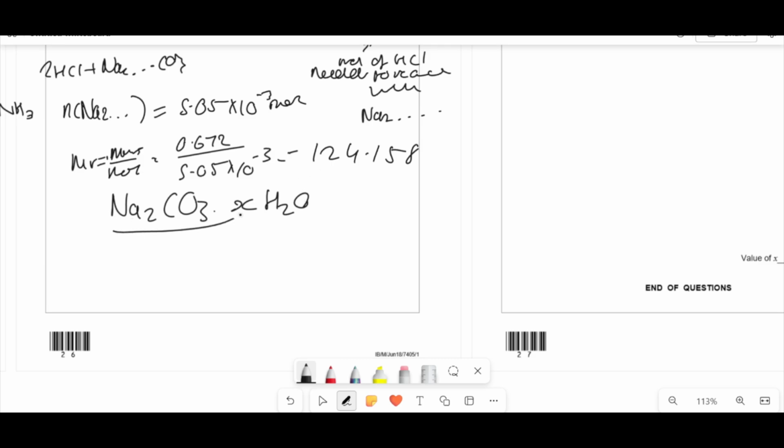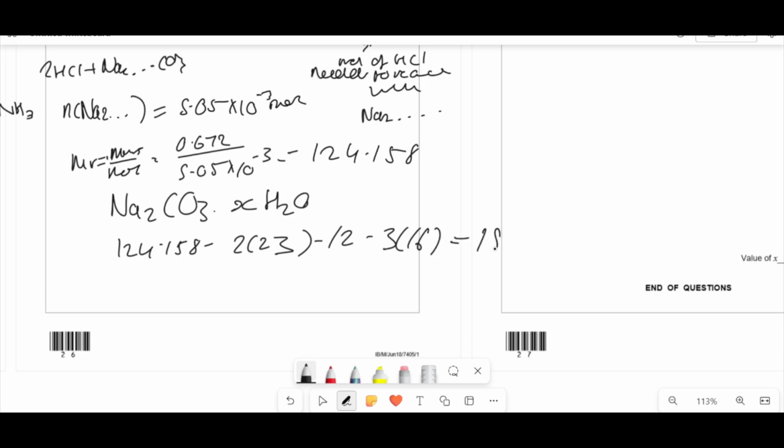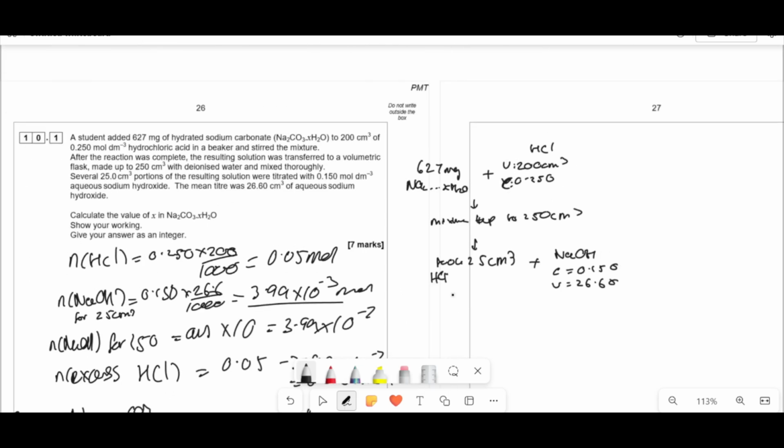So then we know that this is the MR of the entire Na2CO3.xH2O. All we can do is just take this out, and whatever's left is how many H2Os we have. So 124.158 minus 2 lots of 23 minus 12 minus 3 lots of 16, which is just all of this, will give us, let's see, 18.15. Now the MR of H2O is just 18, so that means X has to be 1, because we only got one H2O. There you go.